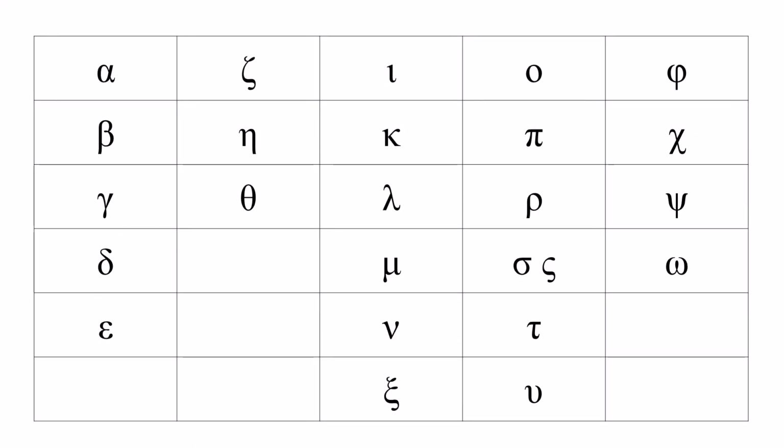So far, these are the letters that we have looked at. We have looked at alpha, beta, gamma, delta, epsilon, zeta, eta, theta, iota, kappa, lambda, mu, nu, xi, omicron, pi, rho, sigma, tau, upsilon, phi, chi, psi, and finally omega.